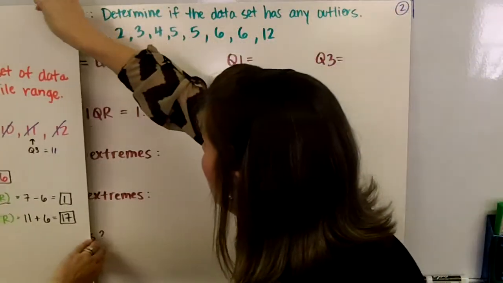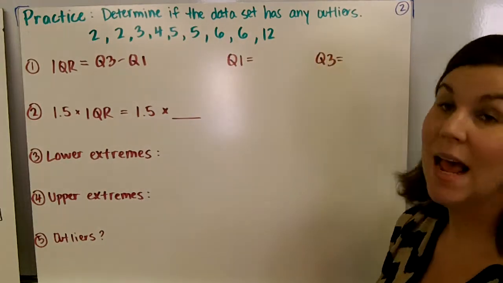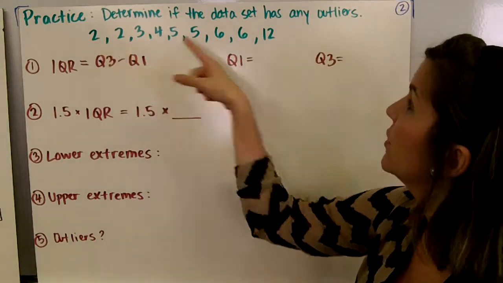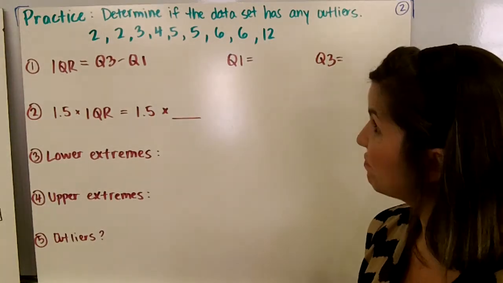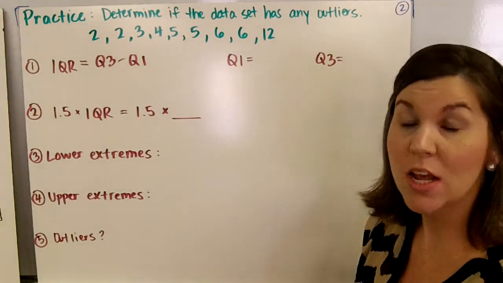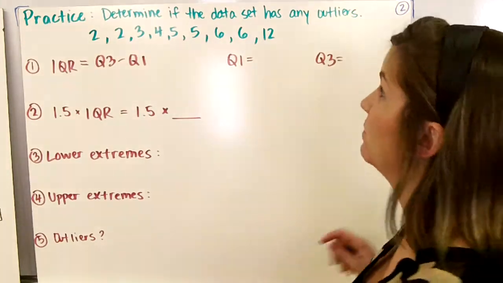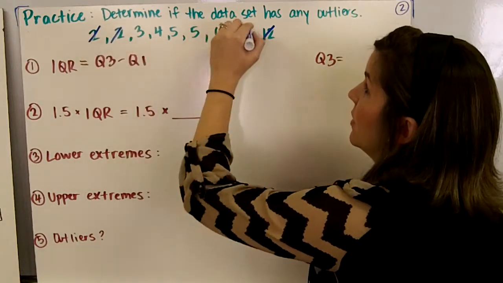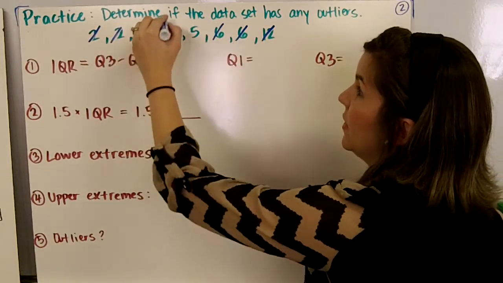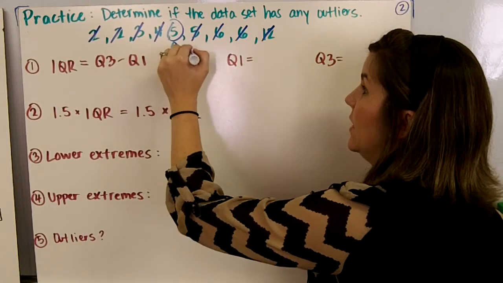We're going to do one practice example together. Determine if the data set has any outliers. So here's the data set and it's already in order numerically. And we're going to follow the same process. So first we need to identify the median, Q1 and Q3. Cross off a low and a high until we find the median. So here's the median. It's 5.